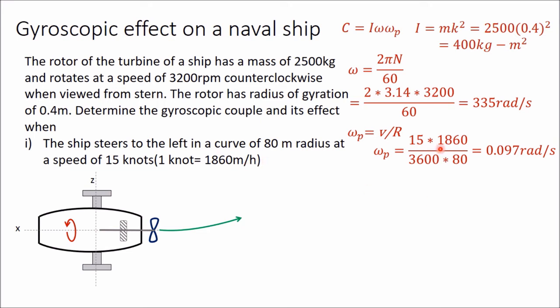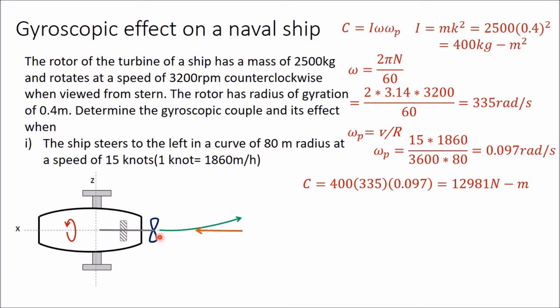So to convert that into per second, I have divided by 3600, and R is the radius of curvature in meters. So this is 80 meters, so I have put the value of R as 80. If you calculate this, you are getting omega p as 0.097 radian per second. So you can calculate the gyroscopic couple, I omega omega p, which is coming as 12,981 Newton meter. Now the effect of this gyroscopic couple we need to determine.